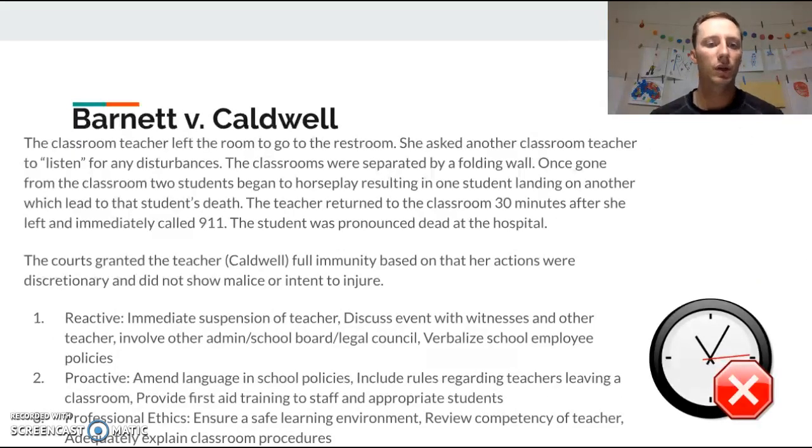Next, we have Barnett versus Caldwell, where a classroom teacher left the room to go to the restroom. She asked another classroom teacher to listen for any disturbances. The classrooms were separated by a folding wall, and once she was gone from the classroom, two students began to horseplay, which resulted in one of the students landing on the other one, which led to one of the students' death. The teacher returned to the classroom 30 minutes after she had left, and once she noticed the situation, immediately called 911, and the student was pronounced dead at the hospital. The courts actually granted the teacher full immunity based on that her actions were discretionary and did not show malice or intent to injure.